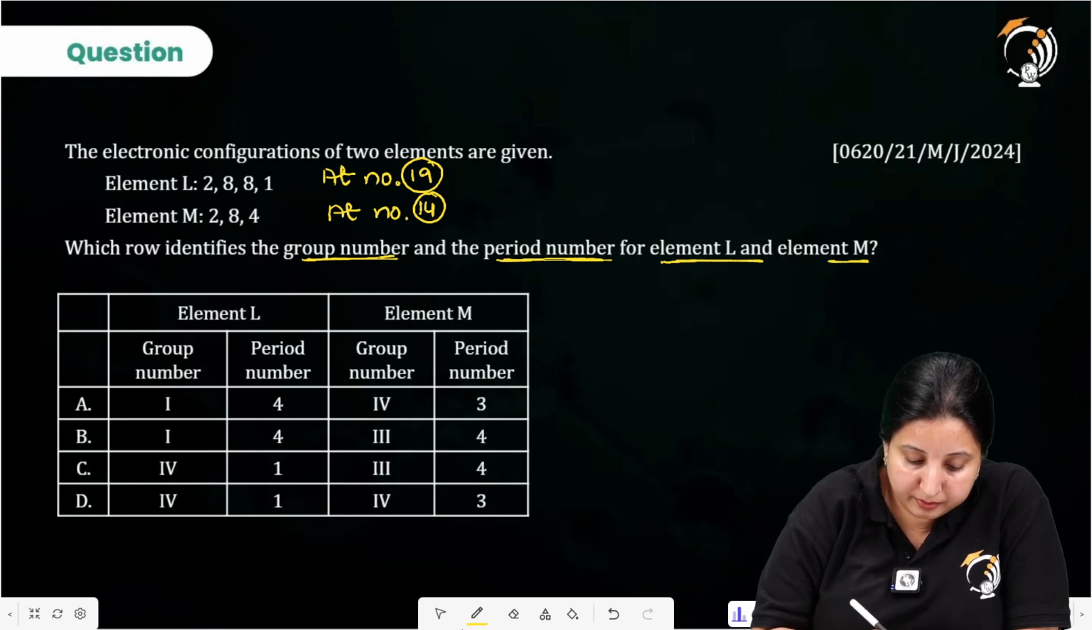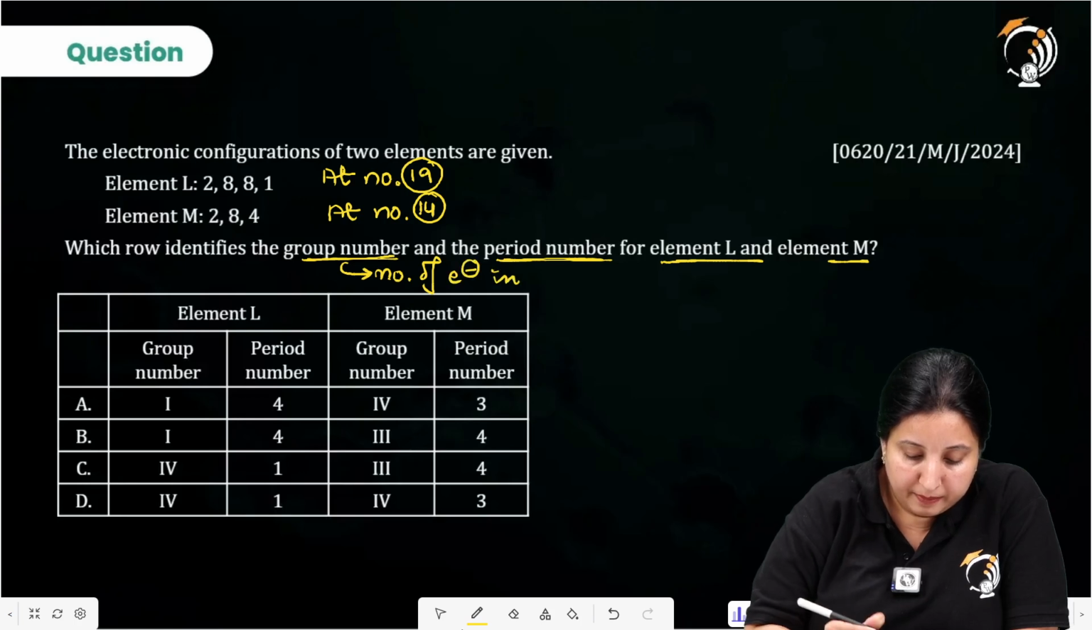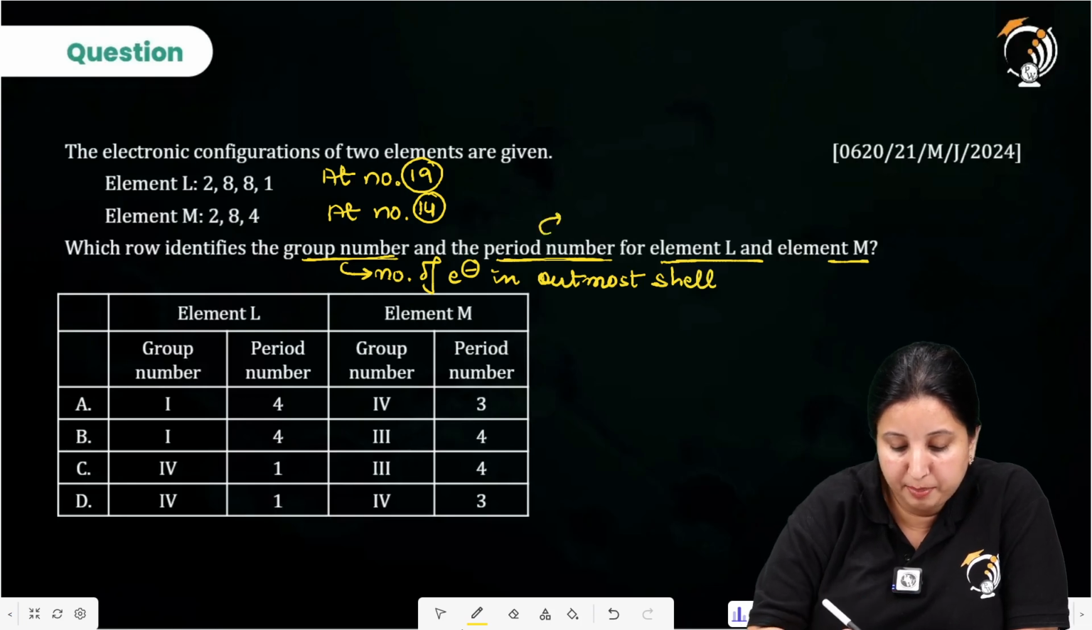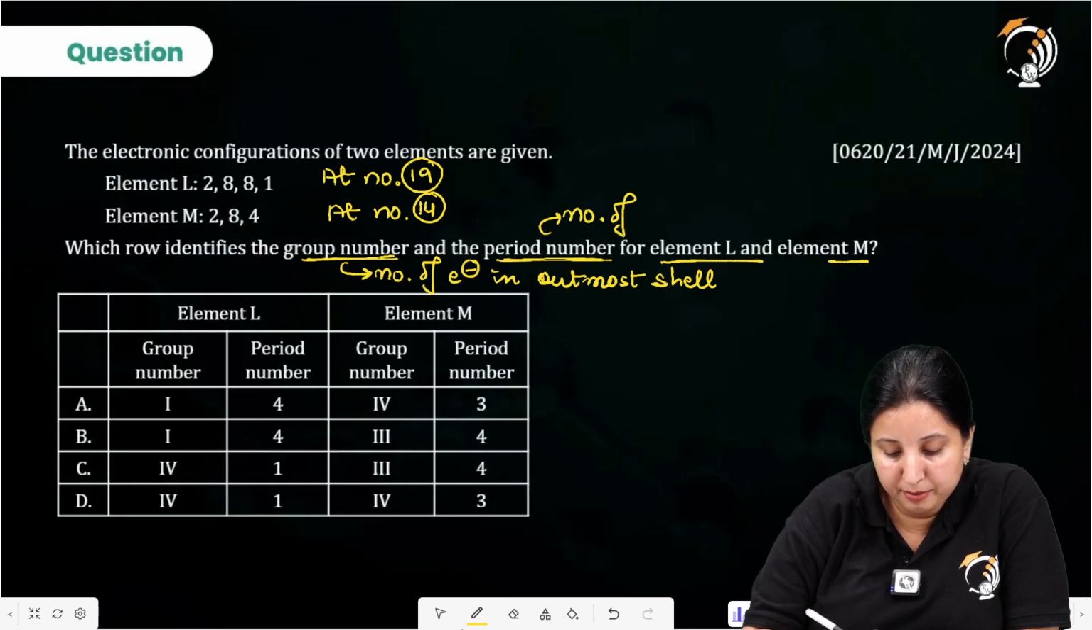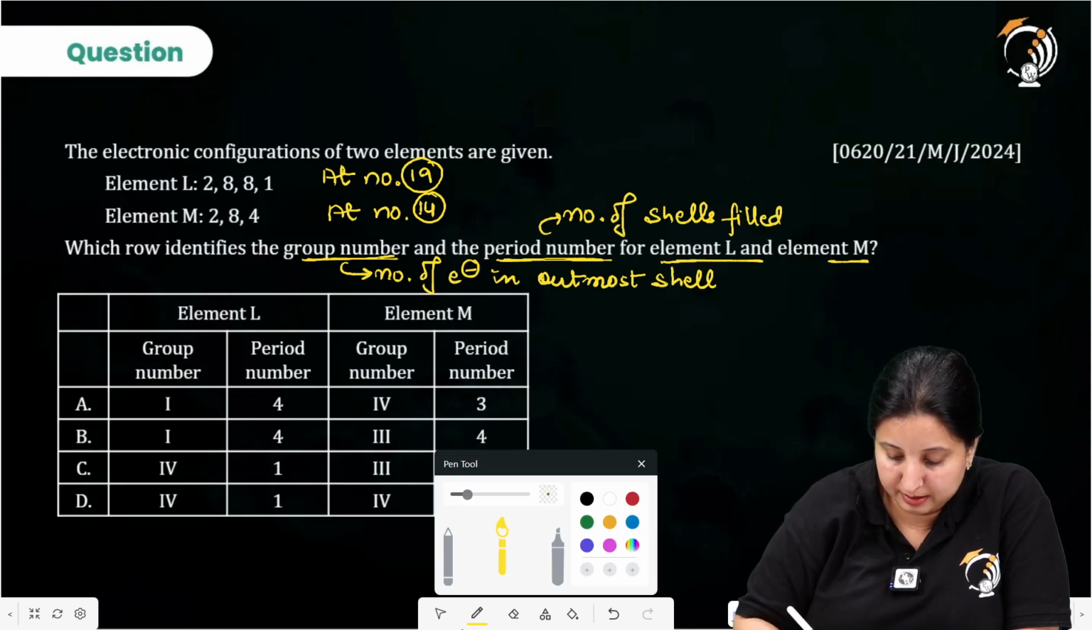Now look, if we want to identify the group number, it means the number of electrons in the outermost shell, and the period number is the number of shells filled. This is the simplest way to remember this.